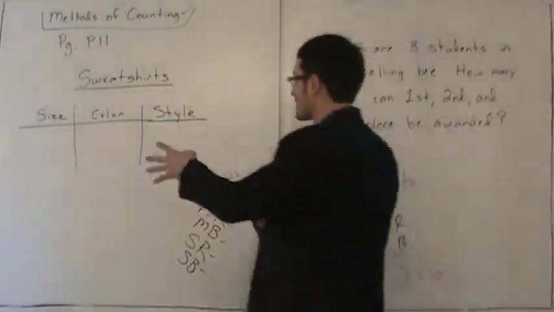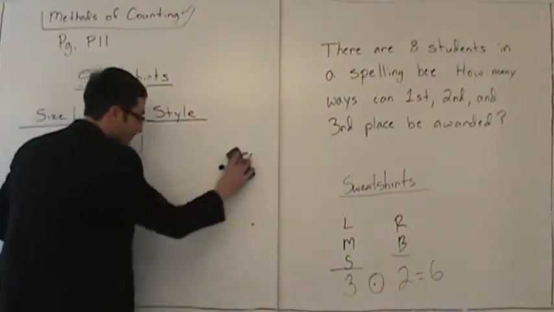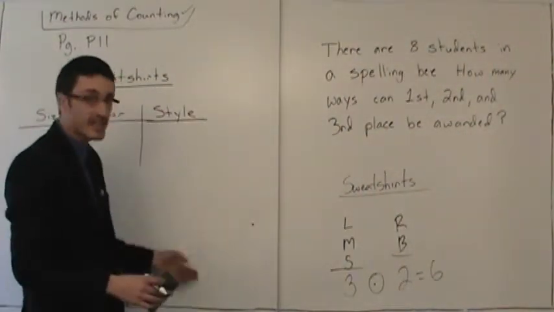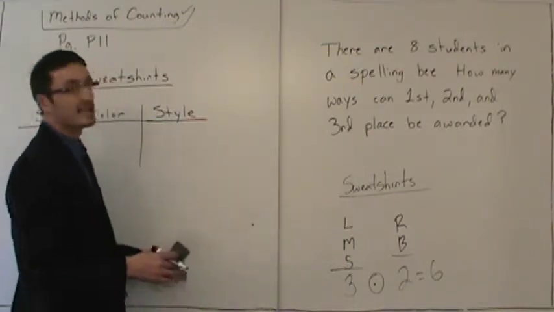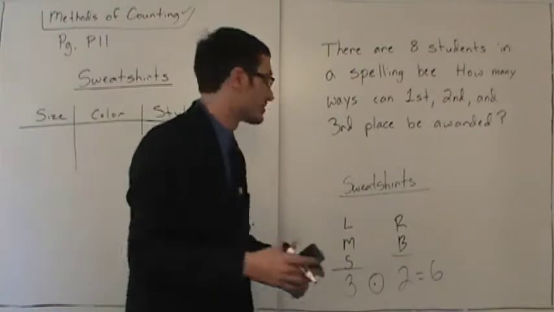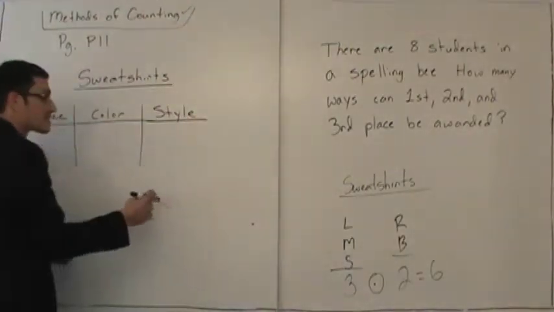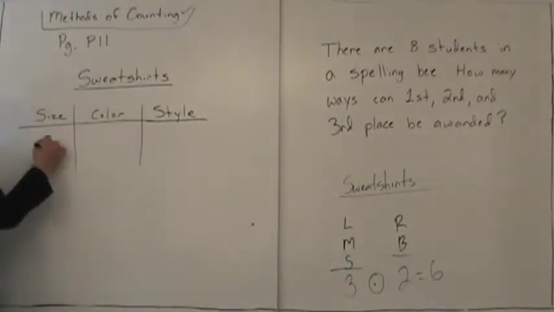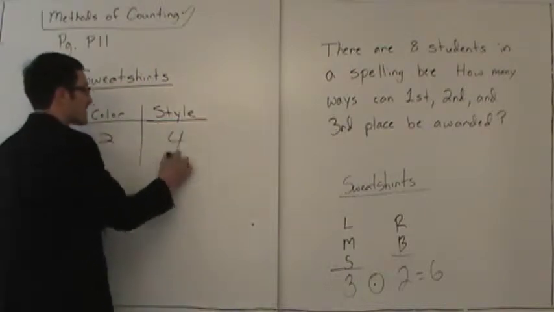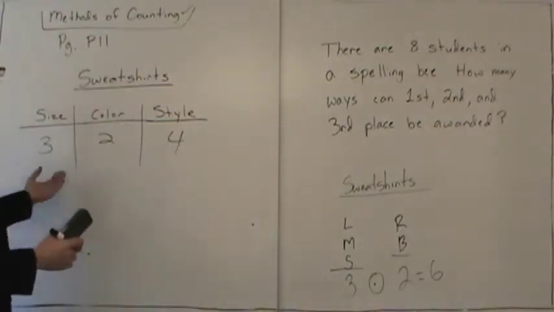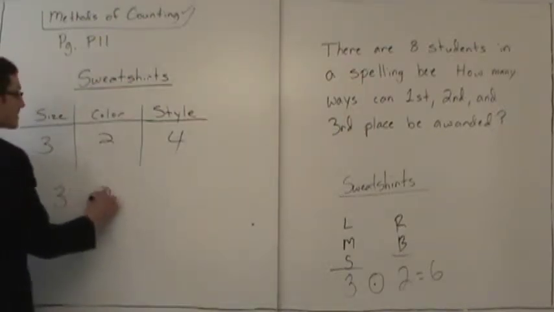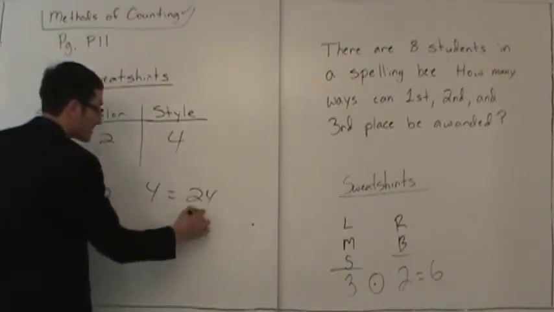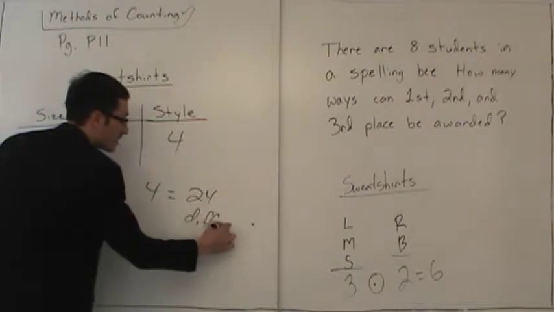Now let's generalize a little bit. Diagramming, writing it out, is what I mean by counting. You're actually writing it out and figuring out your number of different options. That's how you're going to start to understand this stuff. So 3 sizes, 2 colors. Now I'm going to say we have 4 styles. What would we do here? We would still multiply. 3 multiplied by 2 multiplied by 4 gives a total of 24 different sweatshirts.